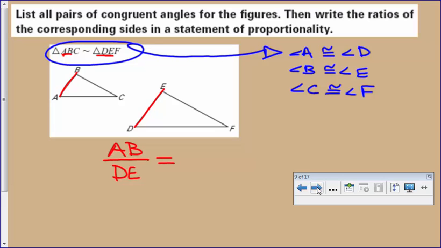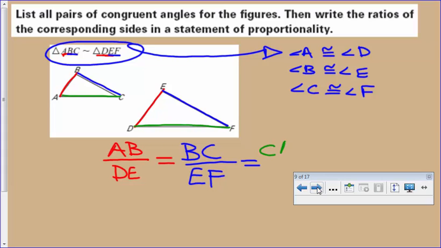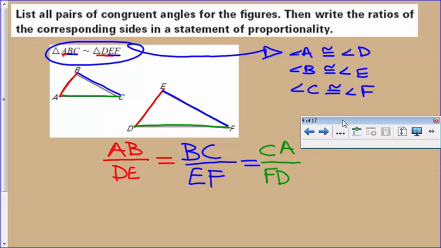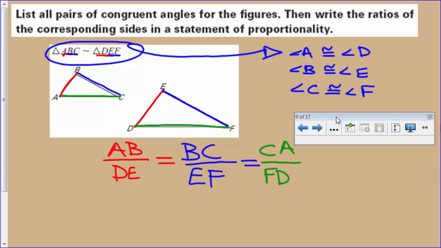This is equal to every other ratio we're going to come up with. BC, so here's BC, going with EF in the second triangle. So since I started in triangle ABC, I'm going to keep that on top, BC over EF. And this is going to equal my third set of sides, CA over FD. Okay? And you could write this backwards. It doesn't have to be CA. You could write AC and DF, but we want to make sure that they do correspond. So this is my statement of proportionality.